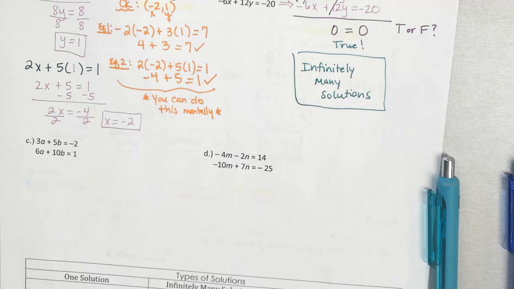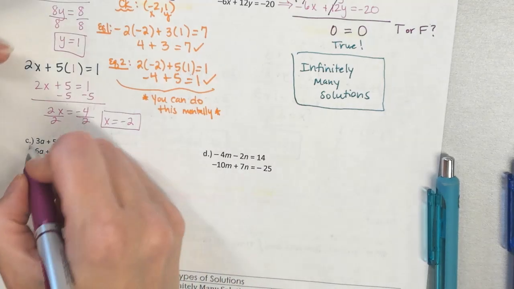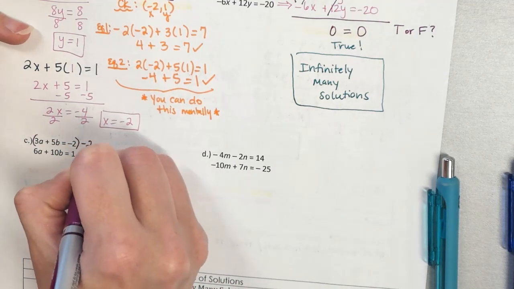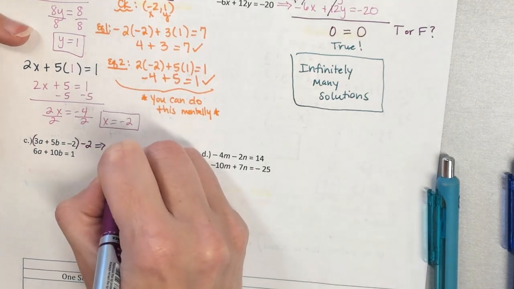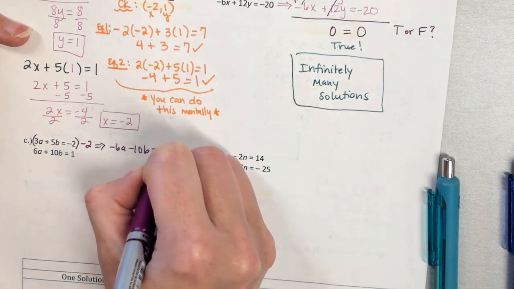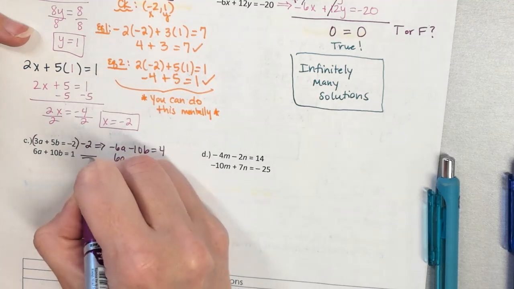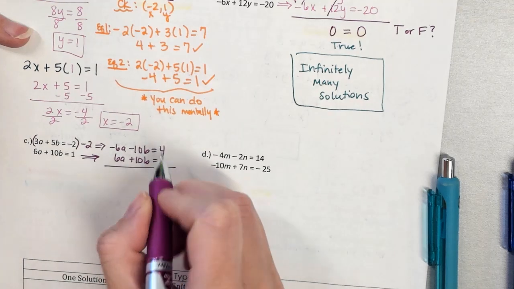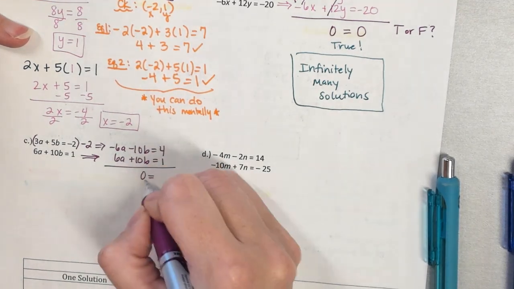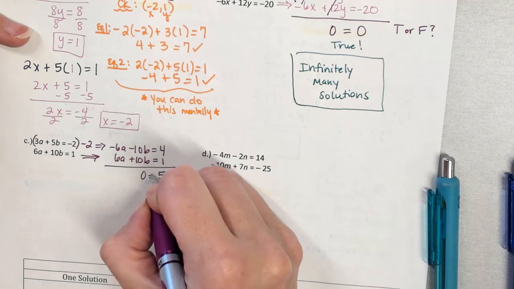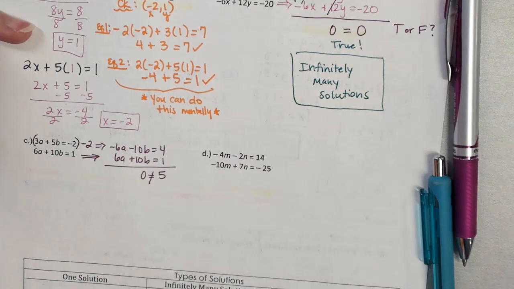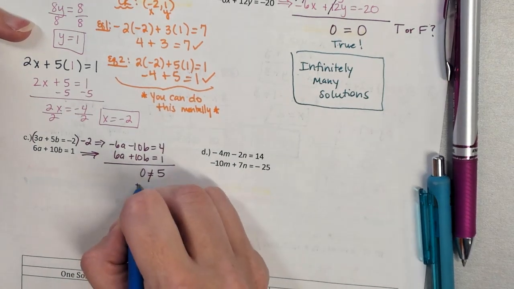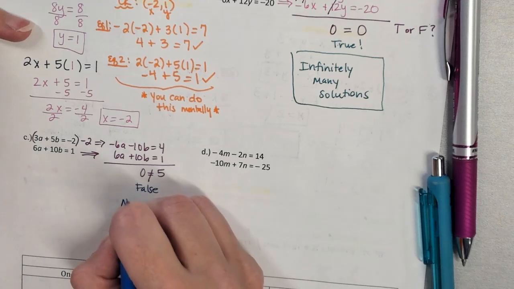Alright, so whether you chose to eliminate the A's or the B's, you multiply by -2. So you multiply the top equation by -2, and you got negative 6a minus 10b equals 4. And then this is going to stay. And then again, something special happened. When these all cancel out, you write 0. You have 0 equals 5. That is not true. That is false. So you're going to write no solution.